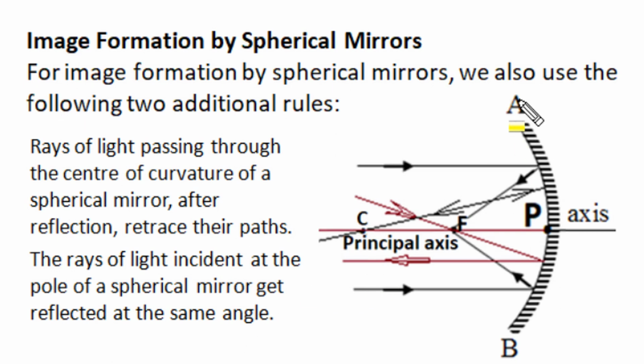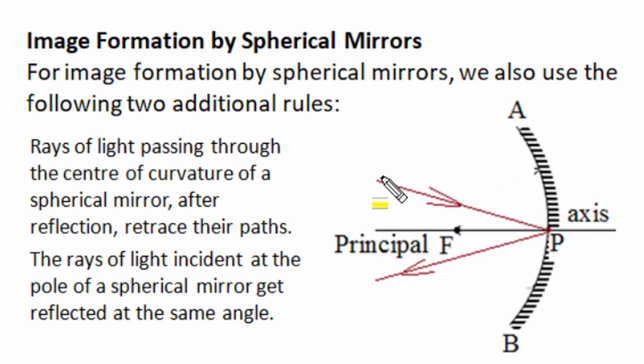For image formation by a spherical mirror we also use 2 additional rules. One is that a light ray passing through the center of curvature of this spherical mirror, after reflection retraces its path, as shown by this black incident ray reflected back on the same track passing through the center of curvature again. And if an incident ray is incident at the pole, then the angle of incidence with the principal axis and the angle of reflection from the principal axis will be the same. So it will be reflected at the same angle as it is incident with the principal axis.